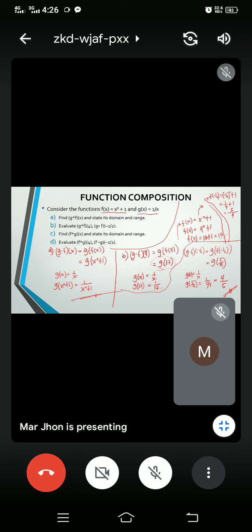Then your g of x is equal to 1 over x. So g of 5/4 is equal to, substitute 5/4 for x, 1 over 5/4. 1 divided by 5/4 is a multiplication process, using the reciprocal of the divisor, which is 5/4. The reciprocal of 5/4 is 4/5. Then 1 times 4/5 is 4/5. So the answer is 4/5. Okay.